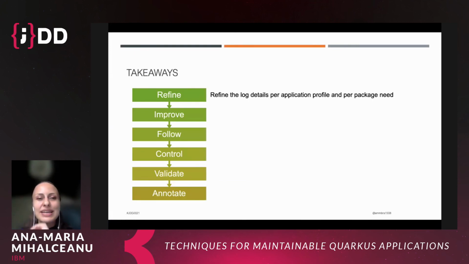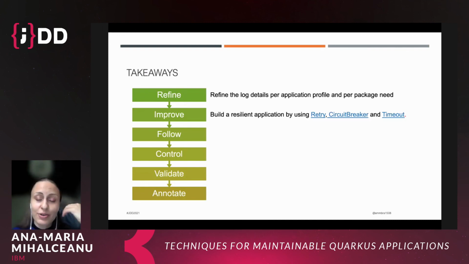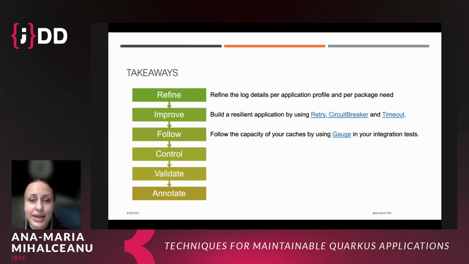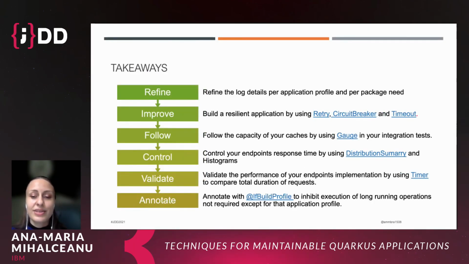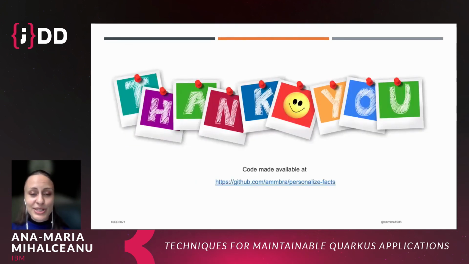There are some takeaways. Refine your log details per application profile. You can improve your application with retry, circuit breaker, and timeout. You can follow the capacity of your caches with gauges or control your endpoints by using distribution summaries, validate your endpoints by using timer, and do not forget that you can annotate with a build profile to inhibit the execution of long-running operations not required in a certain application profile. So this is all that I wanted to say.